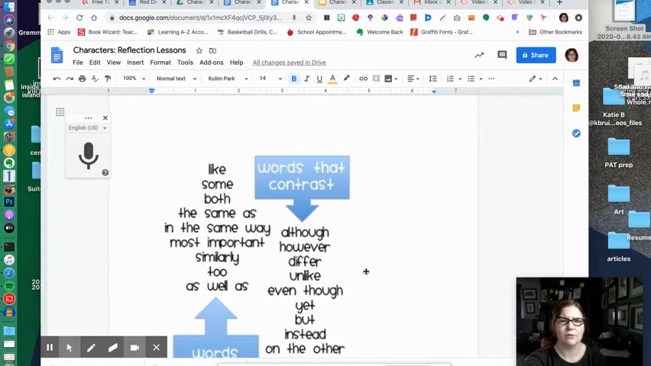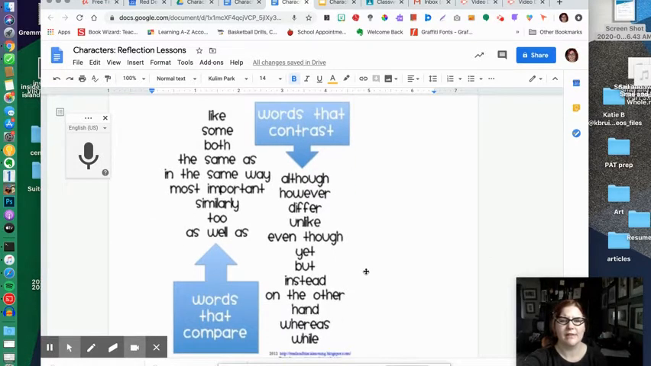right here. So contrast is looking at how two things are different, and comparing is looking at how two things are similar. Now the assignment here is to write about how the books are similar. We're comparing them. Okay, so you might use some of these words, like, some, both, the same as, in the same way, most important, similarly, to, as well as, and that to is TOO, the one that's in addition to.